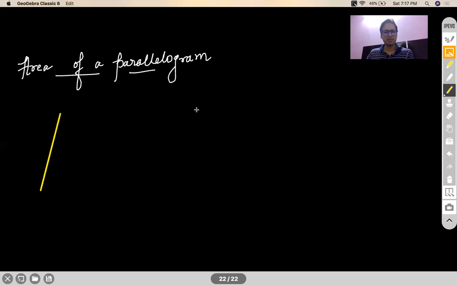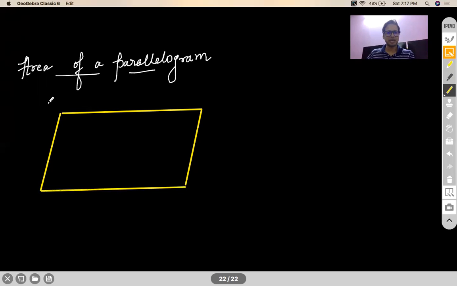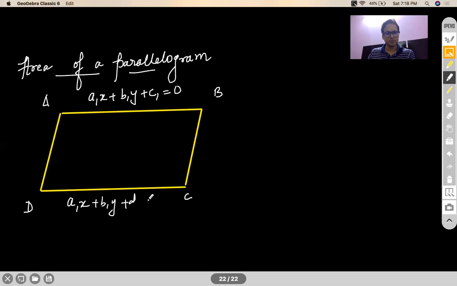So let us say I have a parallelogram with me, whose side equations are given to us. Let's say ABCD is a parallelogram, whose side equations are given to us. Let's say I give you this side as a1x plus b1y plus c1 equal to 0. This is a1x plus b1y plus d1 equal to 0. Okay, this is, let's say, a2x plus b2y plus c2 equal to 0. And this is, let's say, a2x plus b2y plus d2 equal to 0.